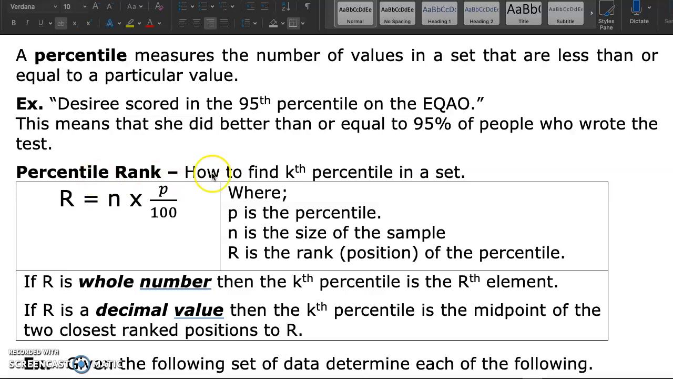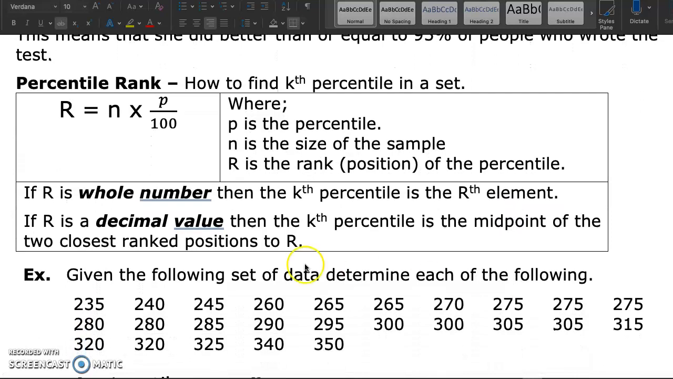Percentile rank can be given by this formula. This is going to tell you where it is positioned. P is the percentile that you're looking for, N is the size of the sample, and R is the rank of the percentile. When you do this calculation, sometimes you will get a whole number. If R is a whole number, then the kth percentile is the rth element. This will be listed in order from least to greatest, and you would count that many spaces over to find that position or rank.